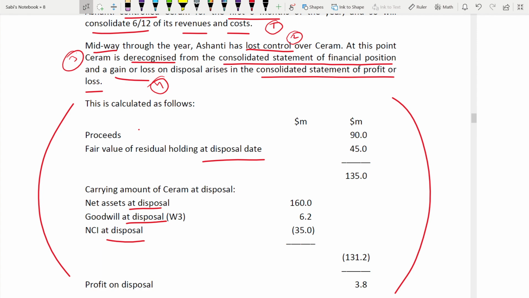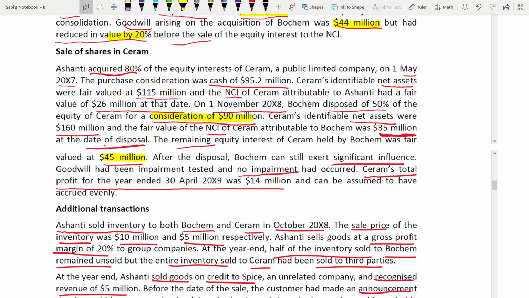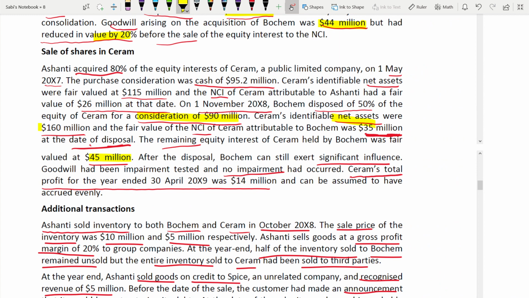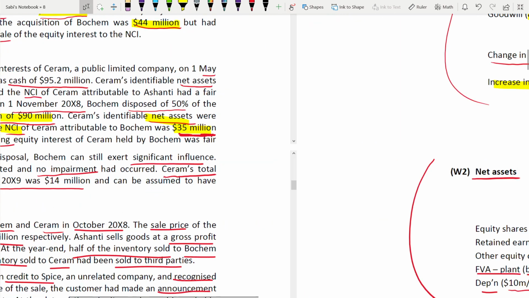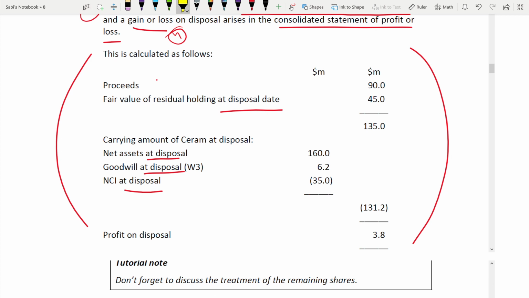So what is the net assets at disposal? Let us go to that. It is given as 160 million. So net assets at 160. And fair value of NCI is 35 million. So already they have given you the fair value of NCI of 35 million. The only thing is goodwill you have to calculate. After you deduct this, keep these things in the first column like this, and bring the total of this, 160 plus 6.2 minus 35, outside and then deduct this from here and then get the profit of 3.8 on disposal.